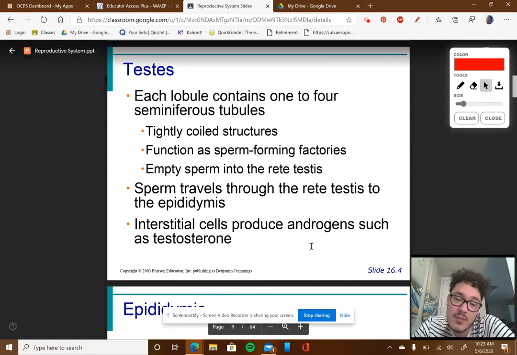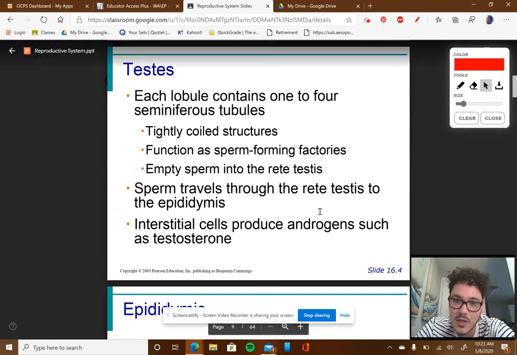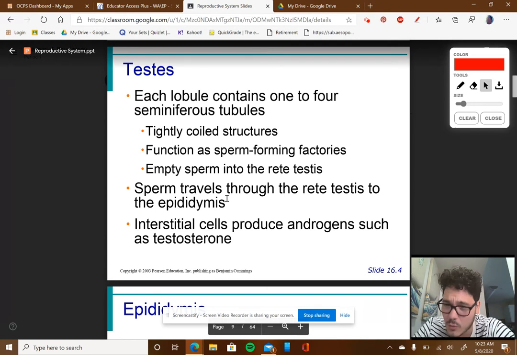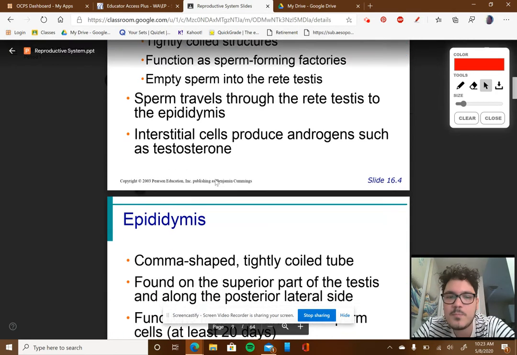Those cells found in the testes are going to be responsible for creating sex hormones, which we learned back in endocrine system, otherwise known as androgens. And in this case, their major product they're creating is testosterone. Testosterone plays a vital role in the health of the male body, and we'll learn more about that as we progress. We did talk about that previously. We kind of previewed it back in endocrine system, but we'll get more into that as we continue.